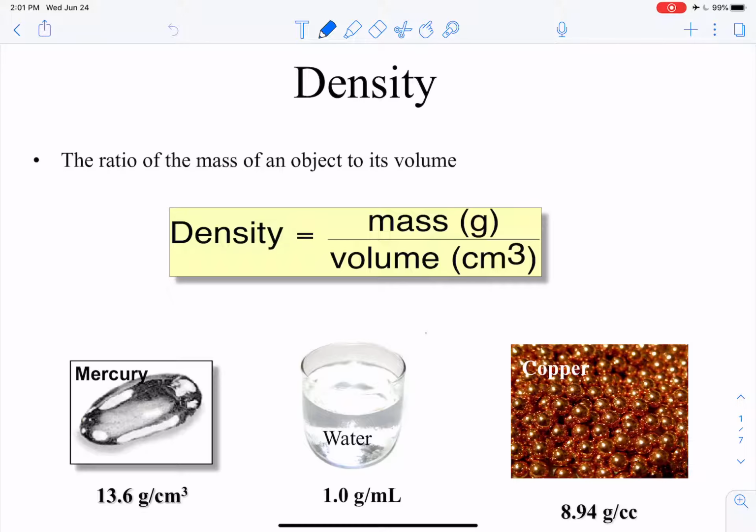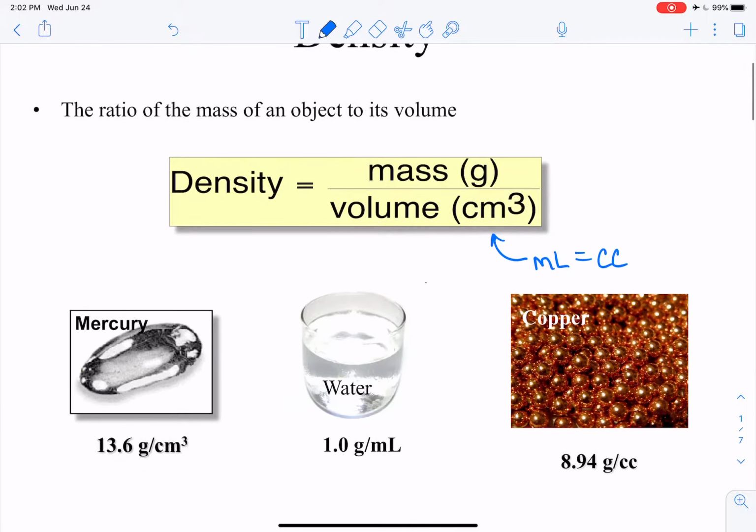We need to talk about density, which is the ratio of the mass of an object to its volume. So we've got density is equal to mass divided by volume. And the unit for this is grams divided by centimeters cubed, remembering that centimeters cubed is exactly the same as milliliters and is exactly the same as a cubic centimeter. And you can see that down here on the bottom when we look at the density of three different substances.